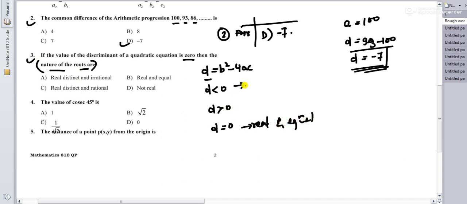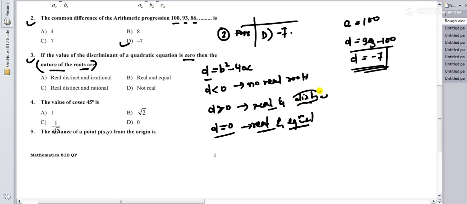For less than 0, it is no real roots. And for more than 0, it is real and distinct. So just remember, if it is equal to 0, it means real and equal. If it is more than 0, real and distinct.